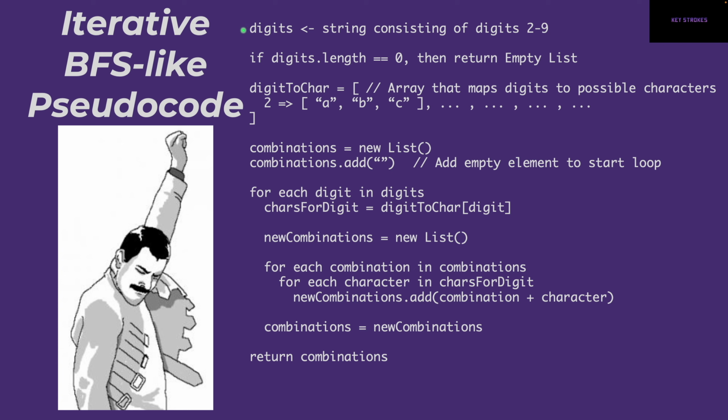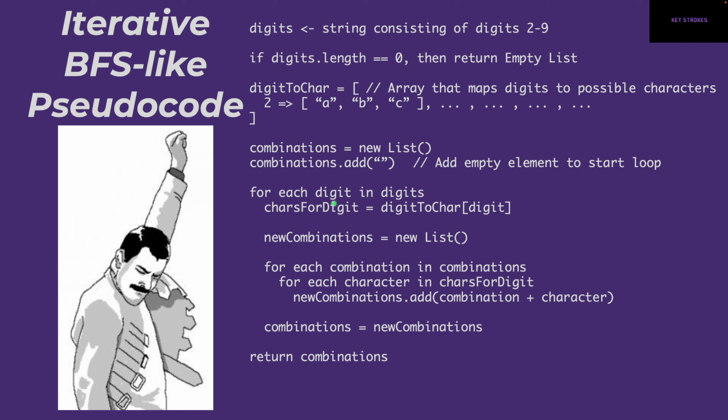First, we start with getting the digits as the input, which is a string that consists of digits from 2 to 9. And then we add a base check. If the string is empty, basically its length is 0, then we return an empty list. Otherwise, we start by creating an array called digit to char, which stores for a given digit what the possible characters are for that specific digit. So if we had to know for digit 2 what the possible characters are, we'll just access the second index of this variable. Then we create a new list called combinations, which is where we store our results, and we prime it by adding an empty string to it just so that we can start our iteration process.